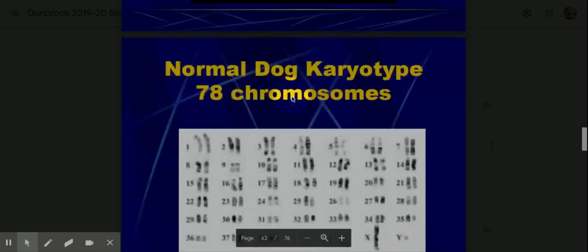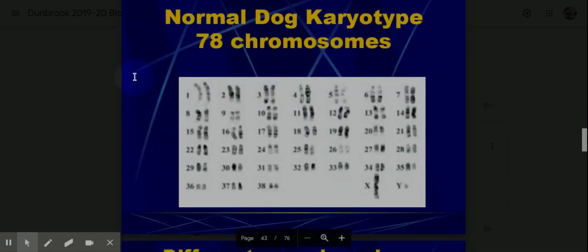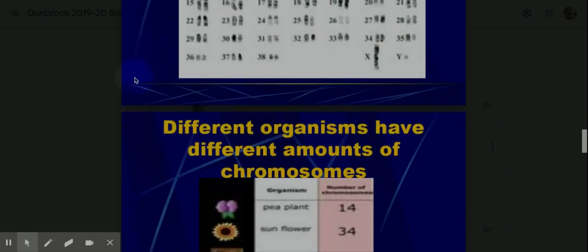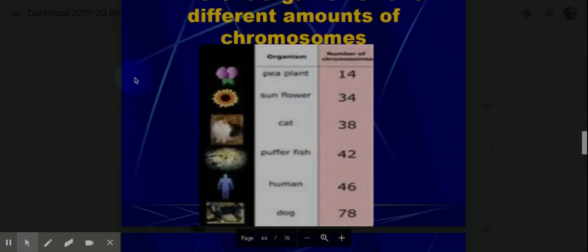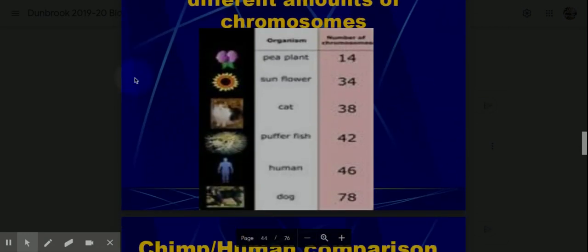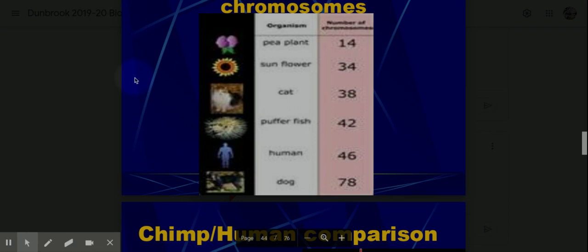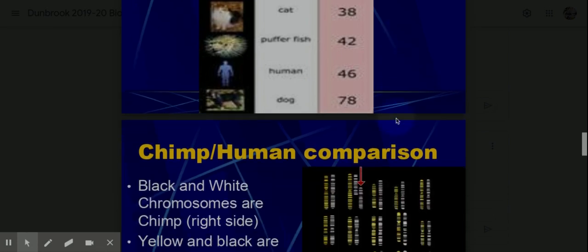Okay. And again, here's one for a dog. Dogs have 78 chromosomes, or 39 pairs. Okay. This is a normal dog. And we started talking about different species having different amounts of chromosomes. Just because you have more chromosomes does not necessarily make you more complex or more advanced or more successful, because I don't know of any dogs that can do half the things that humans can do. Although I know some dogs are pretty smart, so I don't know. But just typically speaking, more chromosomes doesn't mean you're more advanced, okay?